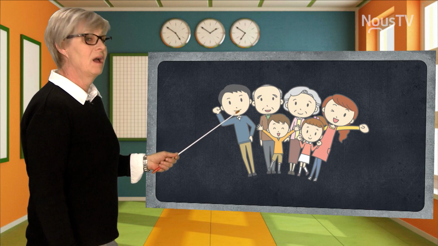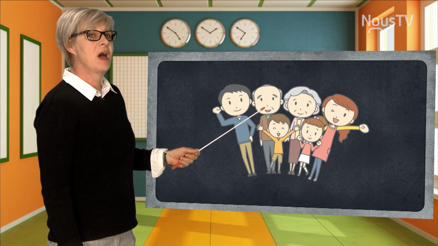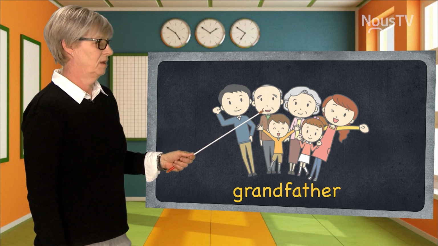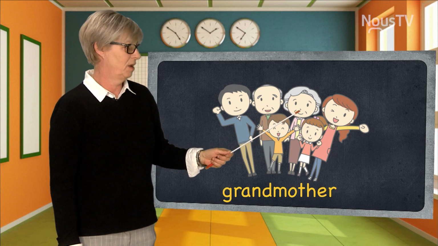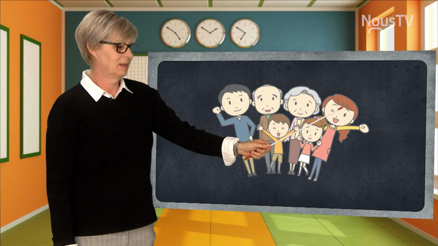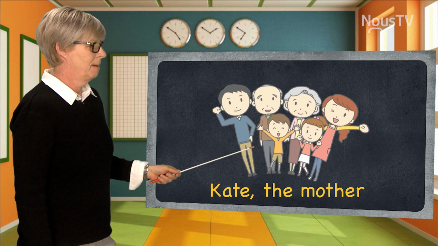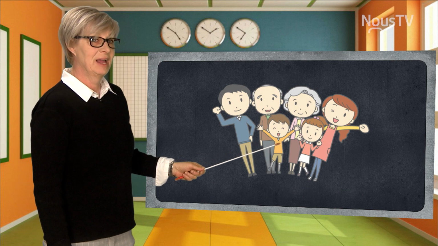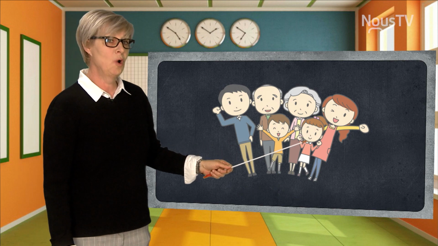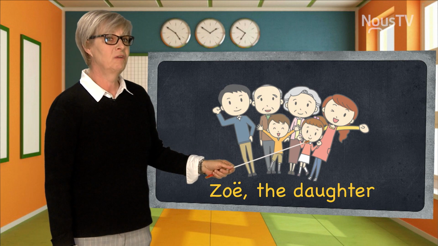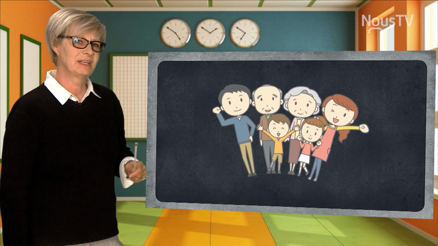Mike is the father. This is the grandfather. This is the grandmother. Kate is the mother. Matt is their son. And Zoe is their daughter. Let's look at that one more time. Try to guess it before me.